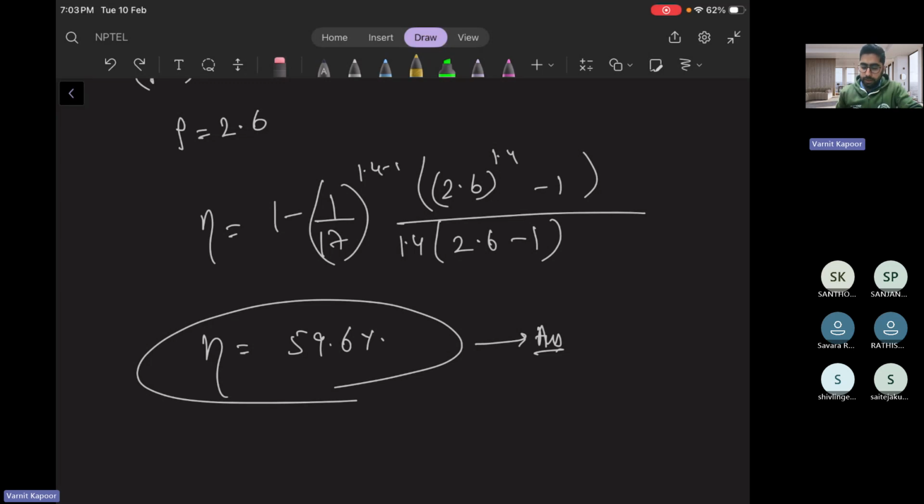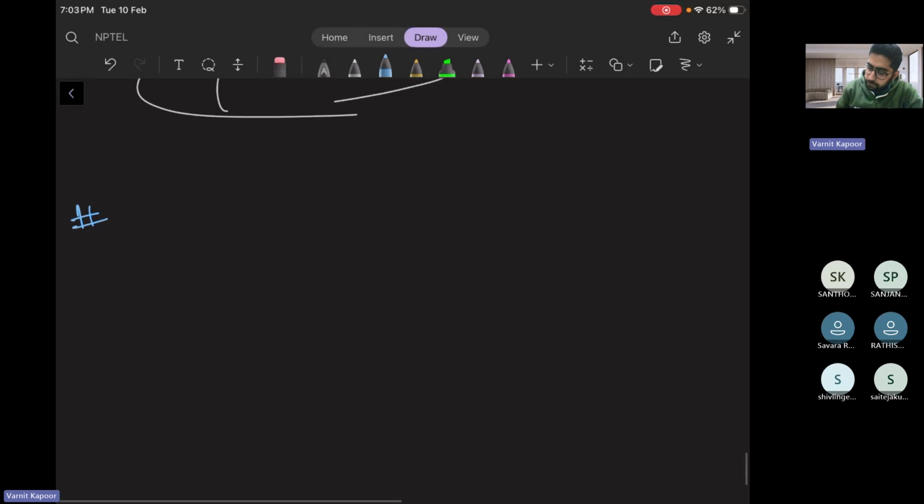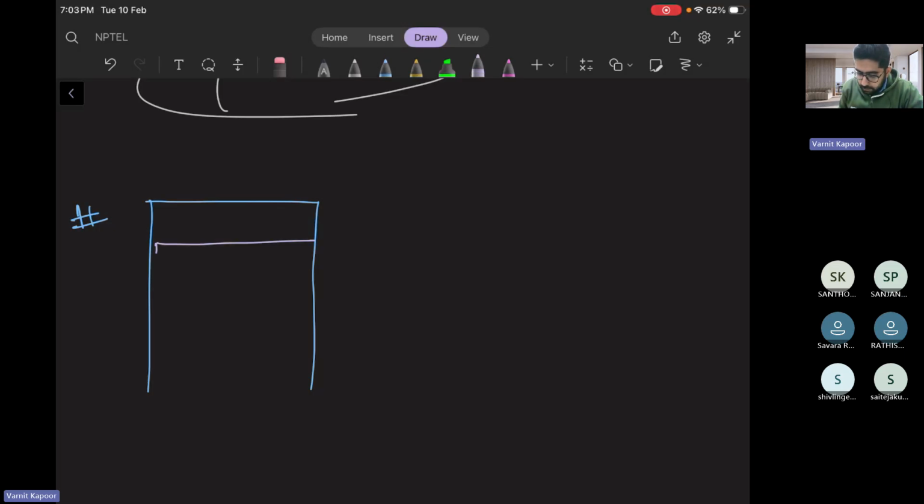Power stroke scenario, where let me make the cylinder once again. So this is your piston at TDC, and this is your BDC. And this is your spark plug. Both the valves are closed at this point of time when the power stroke is happening. Both the valves are closed.